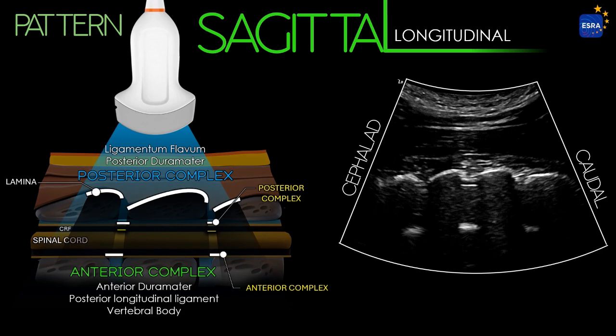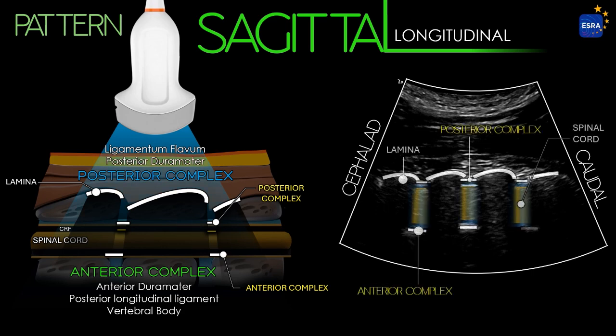Visualization of deeper neural elements can be optimized by slightly angling the transducer medially, thereby obtaining the so-called oblique paramedian sagittal view. This maneuver aligns the ultrasound beam with the interlaminar window, facilitating improved delineation of structures lying within the spinal canal. At the thoracic level, however, the interlaminar gap is significantly narrower than in the lumbar region. This anatomical limitation results from the greater overlap of the thoracic laminae and the reduced spacing between them, which constrains acoustic access to deeper neuroaxial components.